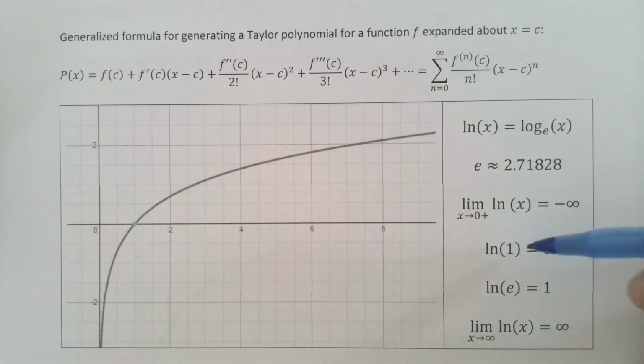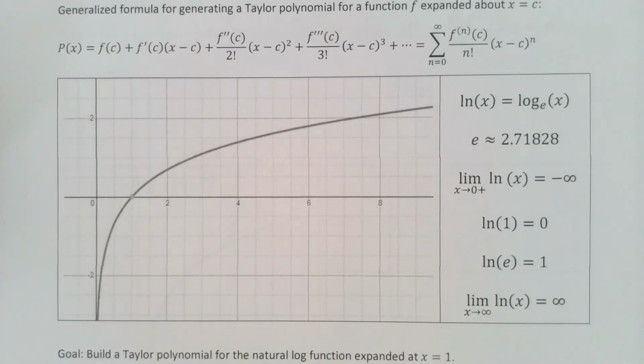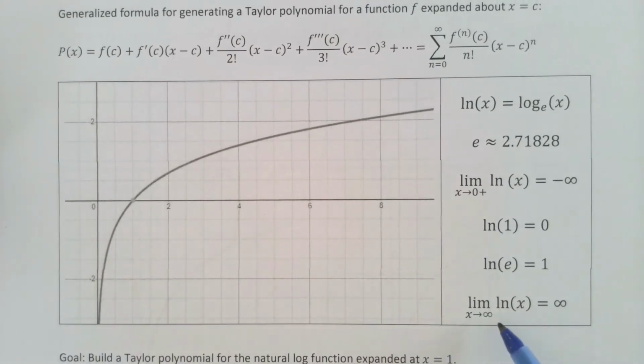Everybody needs to know the natural log of 1 is 0, and that the natural log of e is 1. And finally, this statement says that as x goes to infinity, the natural log increases without bound.